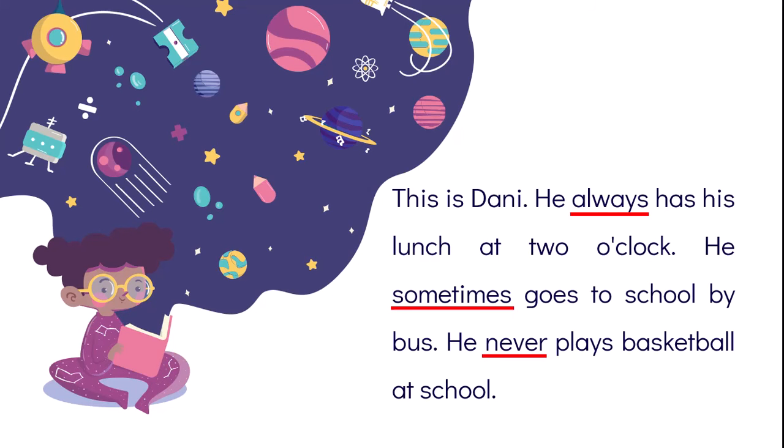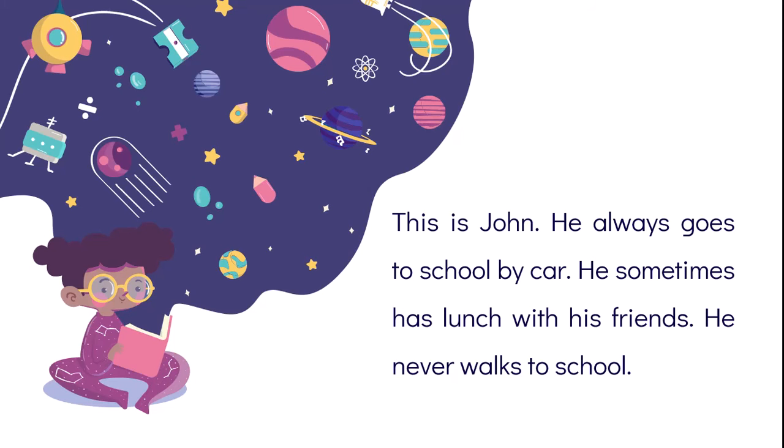Okay, we move on to the next text, which is a text about John. This is John. He always goes to school by car. He sometimes has lunch with his friends. He never walks to school. Okay, we have always, we have sometimes, and we have never. Okay, John always goes to school by car. John sometimes has lunch with his friends. John never walks to school.